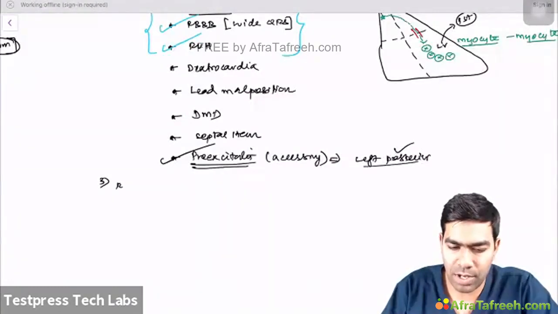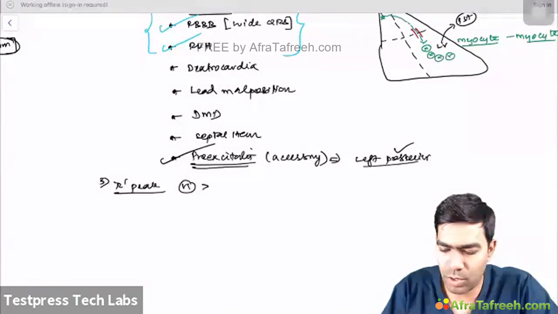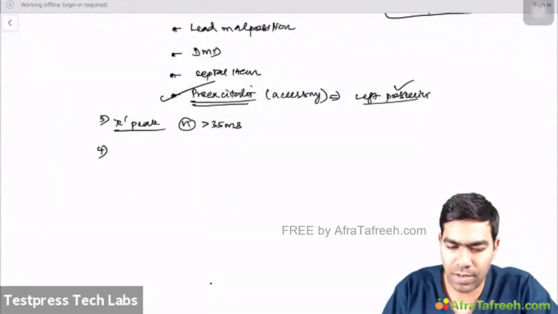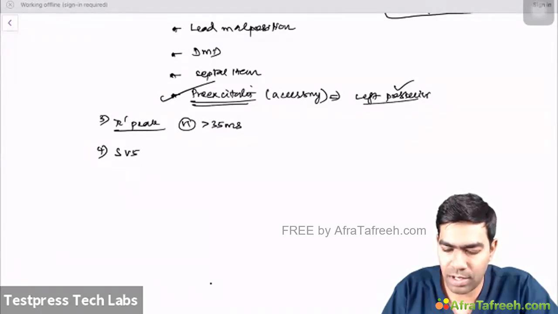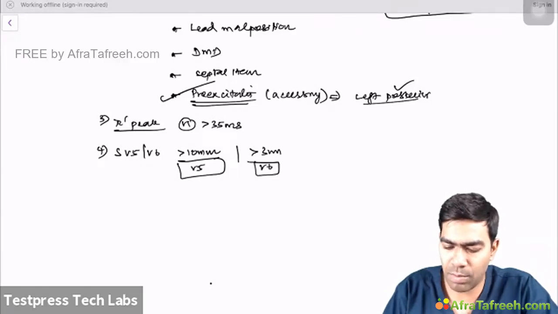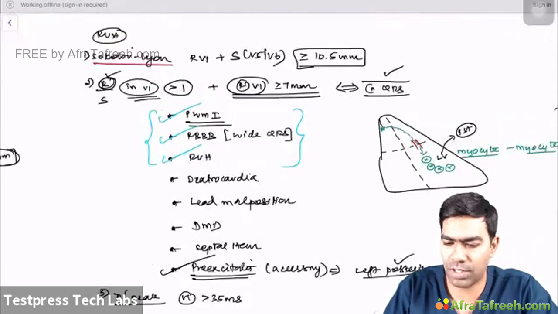For example, if you have an R wave peak time in V1 more than 35 milliseconds, then probably you can think about right ventricular hypertrophy. Then if your S in V5 or probably in V6 is more than 10 millimeter in V5, if you're using V5, or more than 3 millimeter if you're using V6, then probably you can think about telling it's a right ventricular hypertrophy. These are some other criteria, but as far as I know, the first two are the most important.